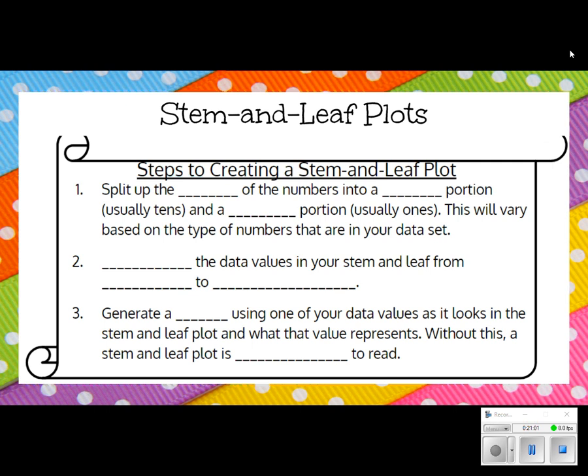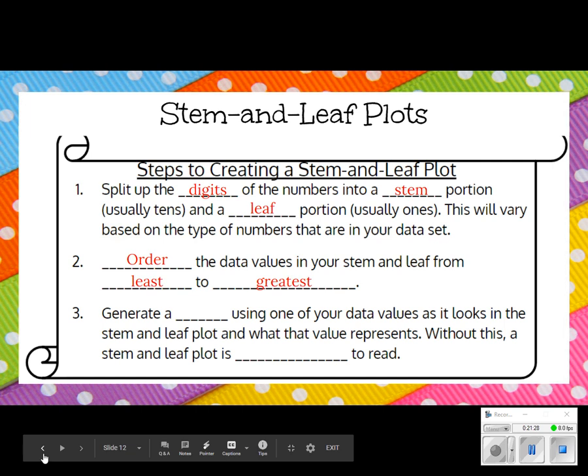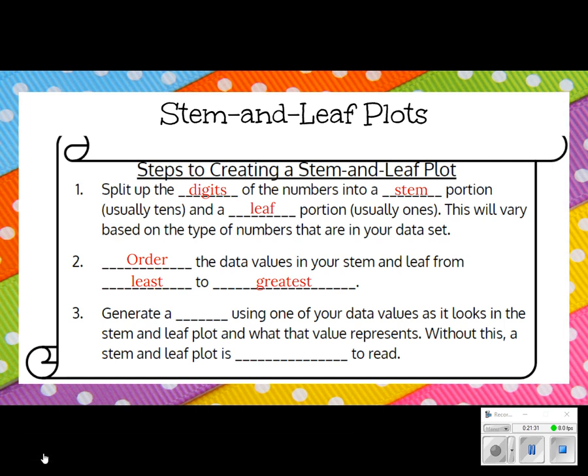So steps to creating a stem and leaf plot. You're going to split up the digits of the numbers into a stem portion, usually the tens digit, depends on what you kind of have going on in your data, and a leaf portion, usually the ones. This will vary based on the number types that are in your data set. Then you're going to order the data values in your stem and leaf plot from least to greatest. Then you're going to generate a key using one of your data values as it looks in the stem and leaf plot and what the value represents. Without this, the stem and leaf plot is difficult to read. So you need to make sure you provide a key.